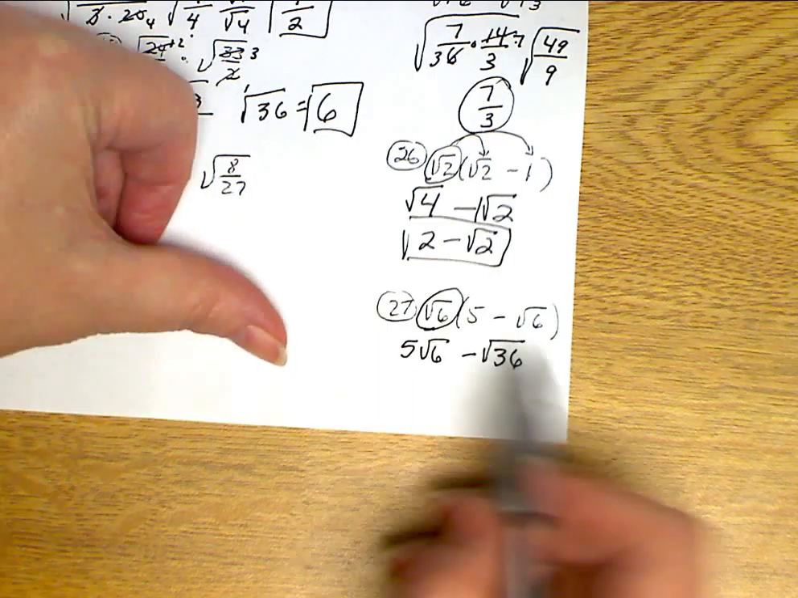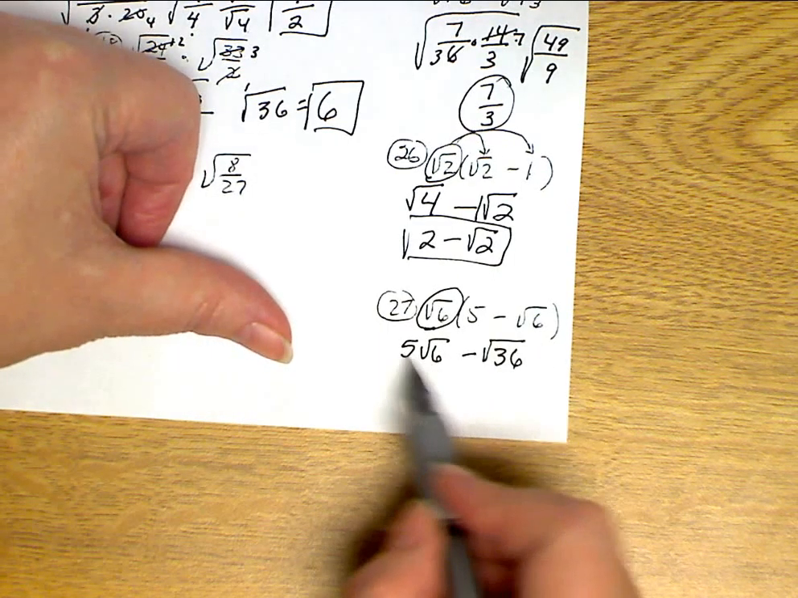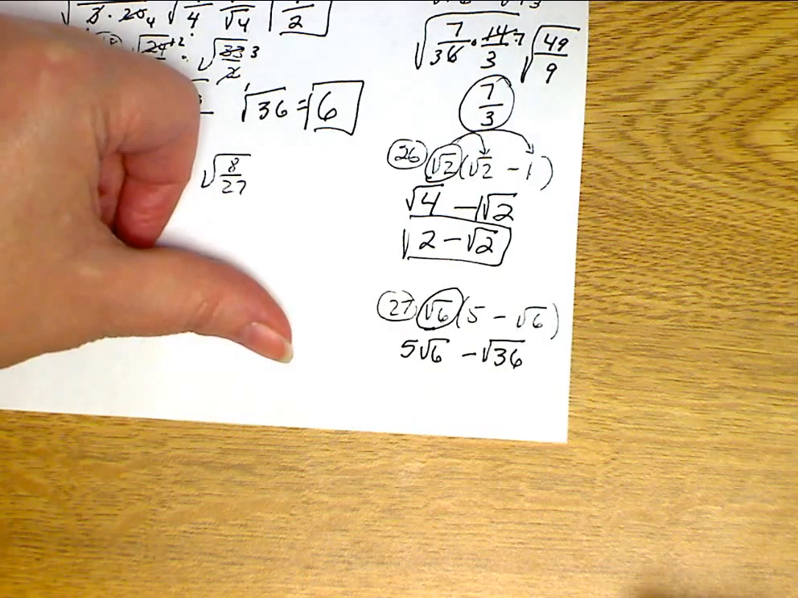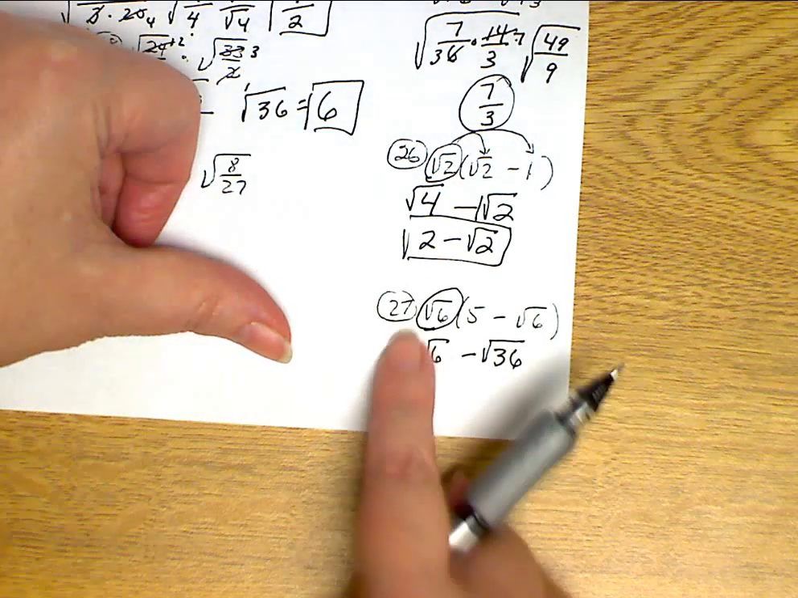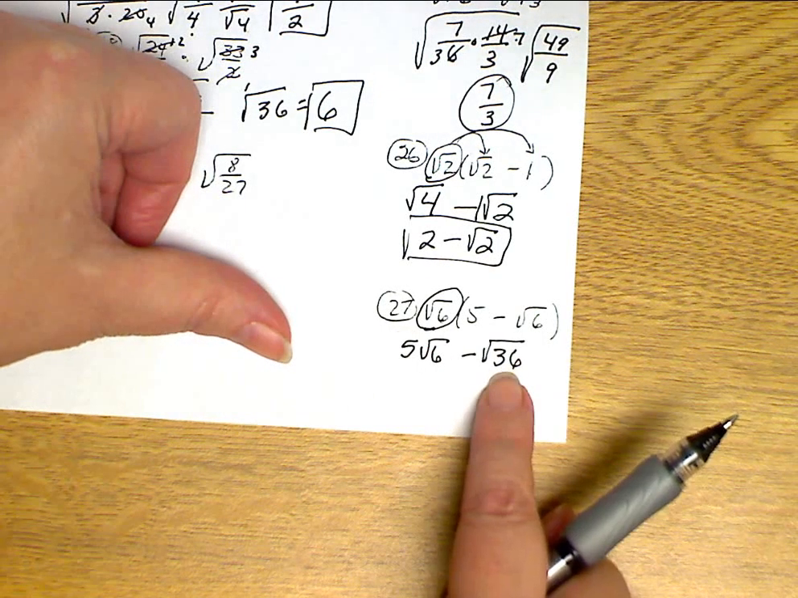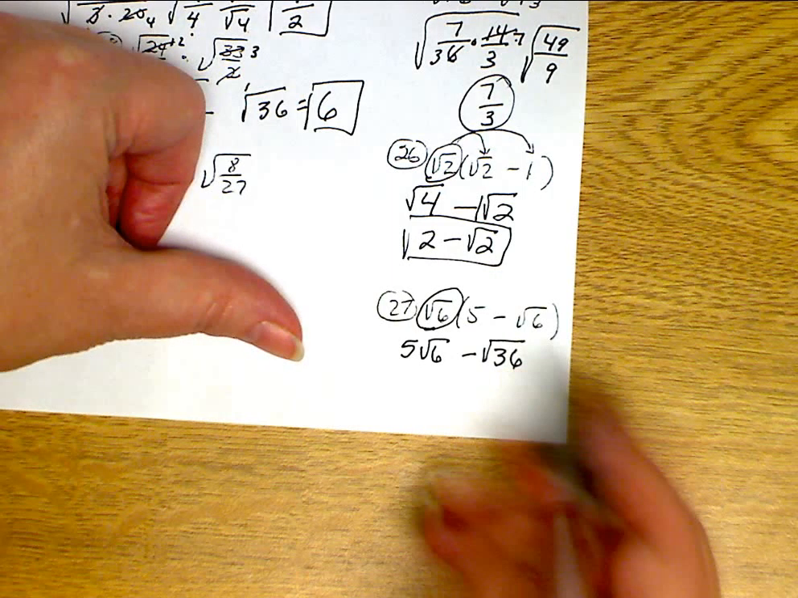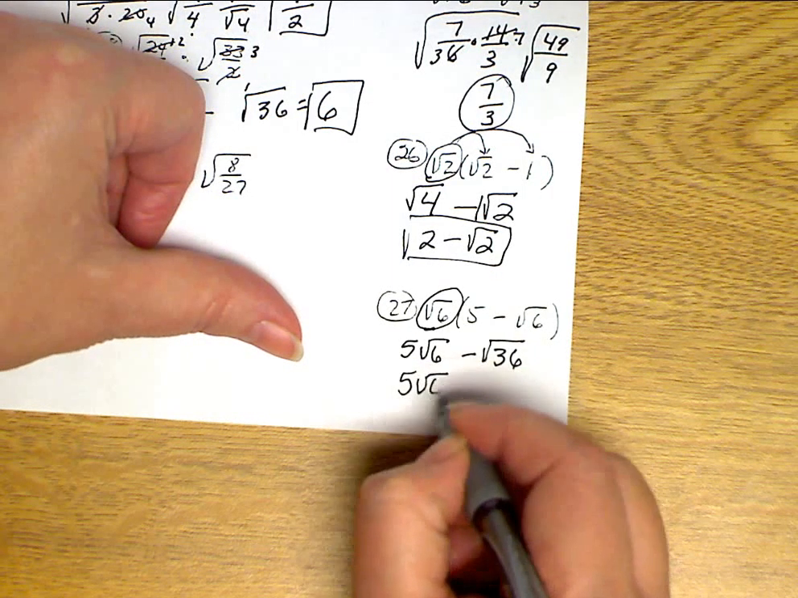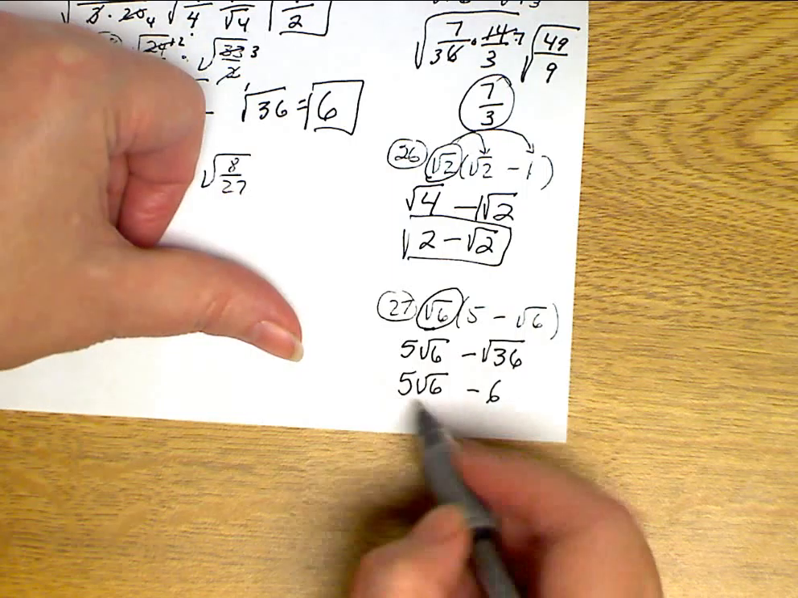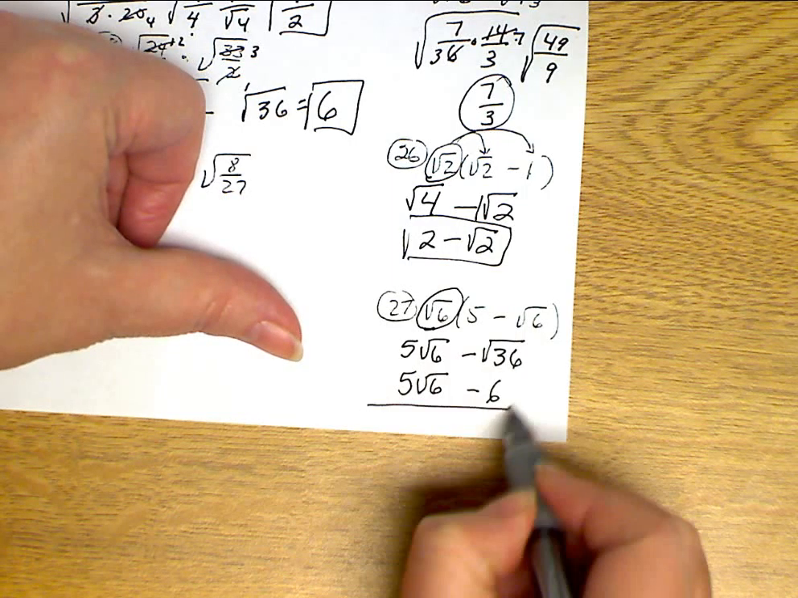So is there a perfect square in 6? No. This side is done. Is there a perfect square here? Yes. What is this? 6. 5 square roots of 6 minus 6 is my final answer.